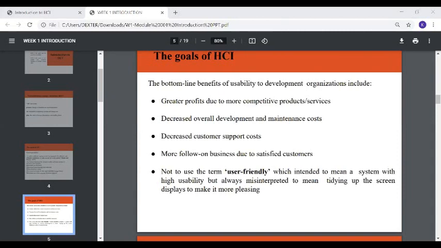Okay, so when we say usability, it's one of the key concepts in HCI. It is concerned with making the system easy to learn and use. So a usable system is, again, easy to learn, easy to remember how to use, effective to use, efficient to use, safe to use, and enjoyable to use.